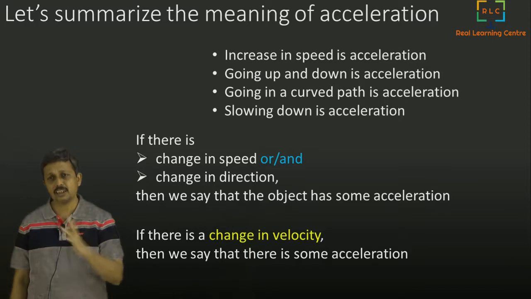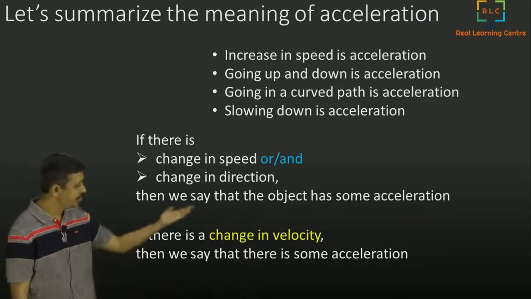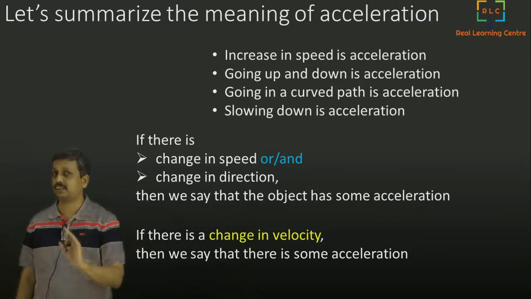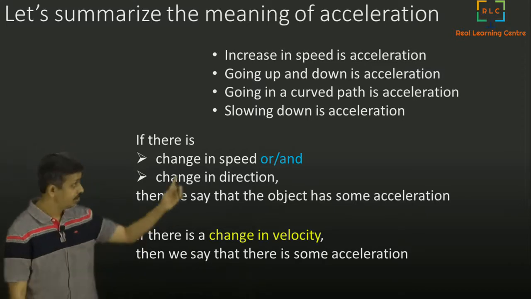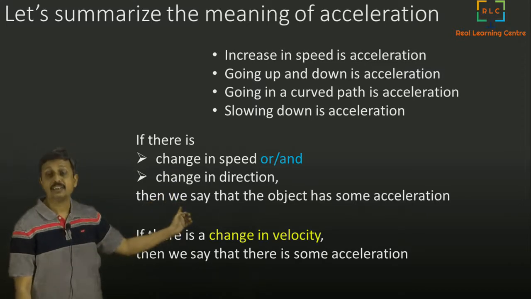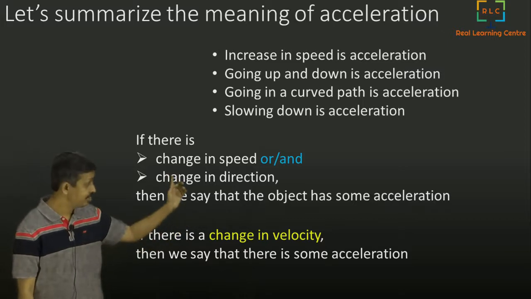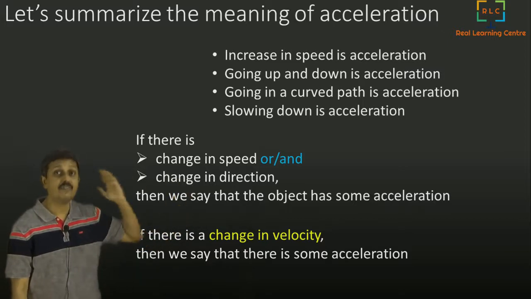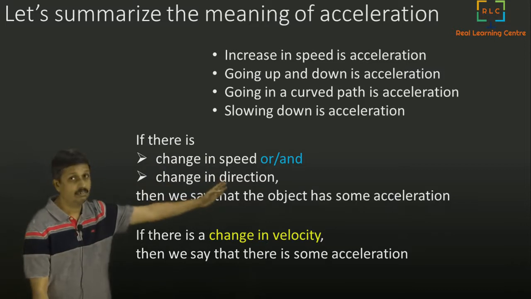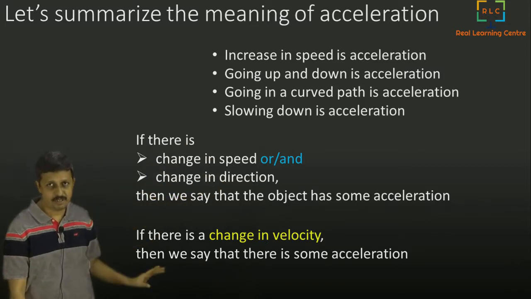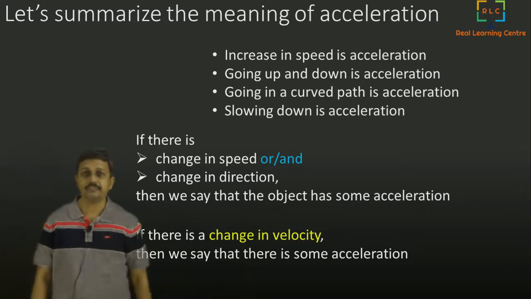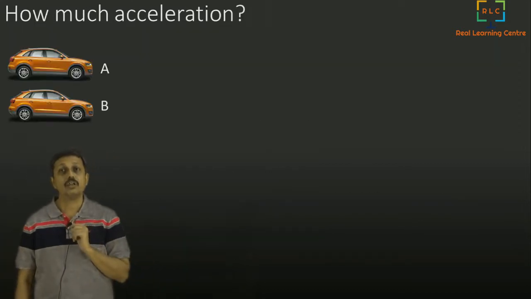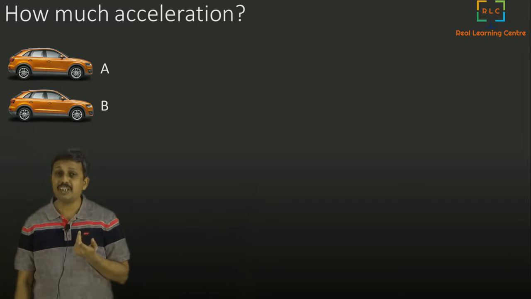That's all, one single statement. If there is a change in velocity, then there is some acceleration. But when I say this single statement, I have in my mind change in speed and change in direction. When I say change in speed and change in direction, I have in my mind those four. So you can't forget them. They are just summarizing that and putting it in short form. Change in velocity.